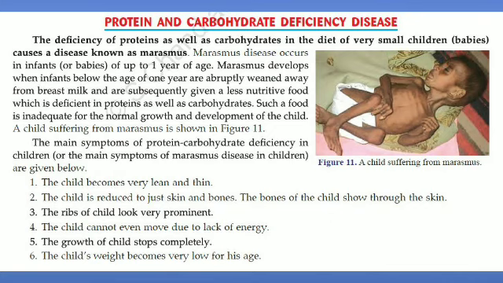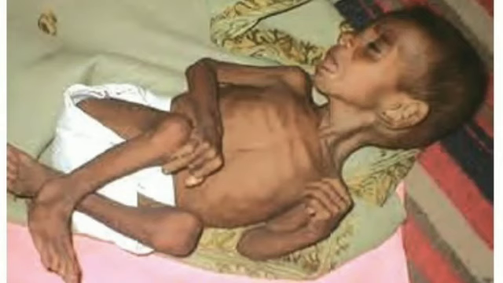Understand? So that is why, look into figure 11. The child shows very poor health. Isn't it, children? It seems as if an old man is sleeping. So what do we see here? We see that the child has become very lean and thin. Understand? And the child is reduced to just skin and bones. Isn't it, children? It is very clear from the picture.